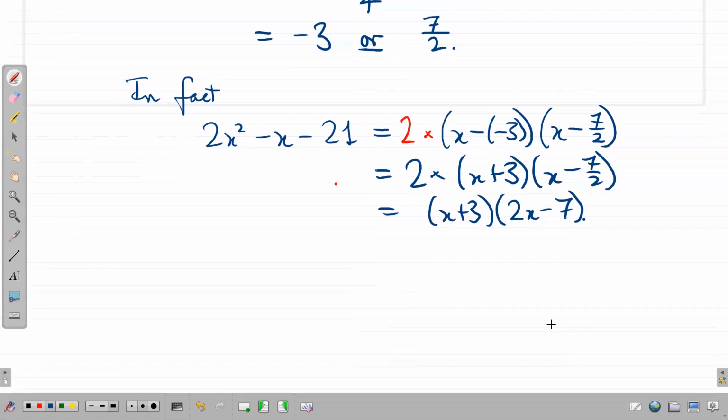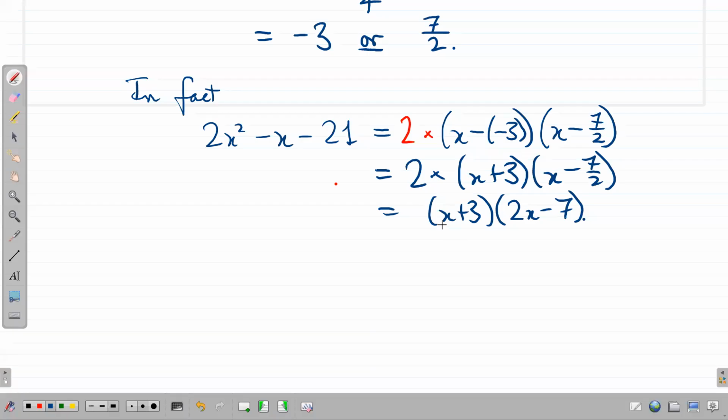What we've done here is to completely factorize our quadratic equation. So we've written our degree 2 polynomial as a linear polynomial times another linear polynomial. In this case, our linear terms were x plus 3 and 2x minus 7.